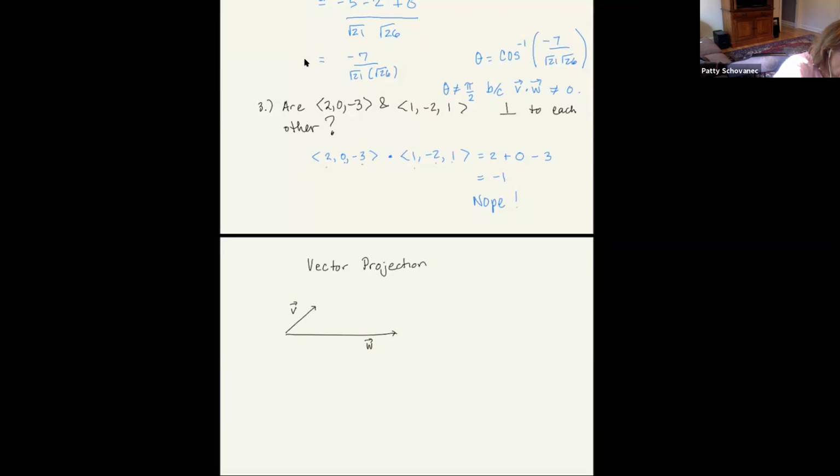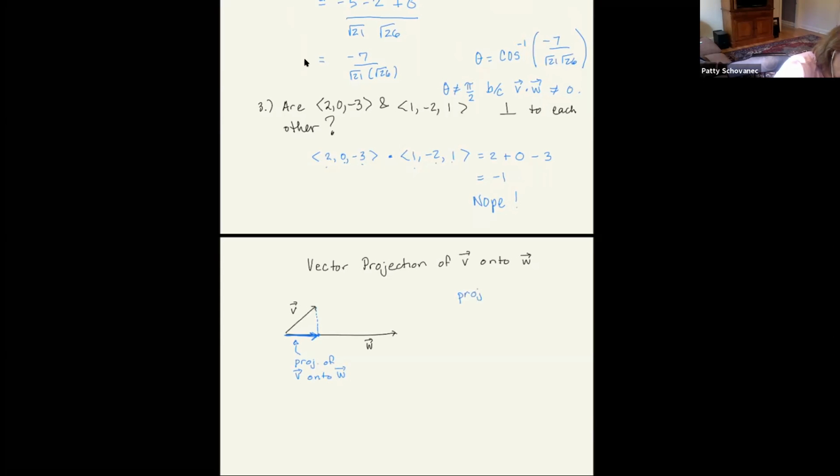Let's see if this is vector V, and this is vector W. Sometimes we're interested in finding the vector projection of vector V onto W. Geometrically, it looks like this. If I drop the perpendicular down here, then it's this vector right here that would be essentially the shadow if the sun were at high noon. That's the projection of V onto W. And the way we write it is, we write PROJ, projection of vector V, put vector V down here, onto W.